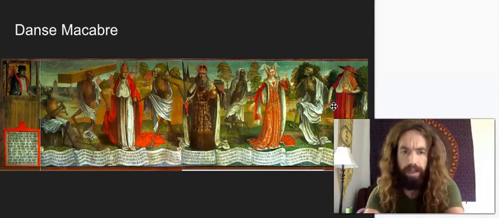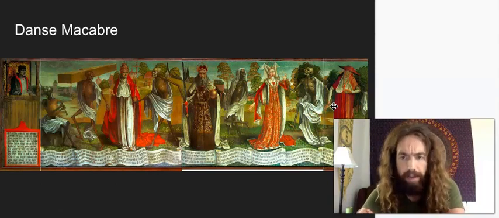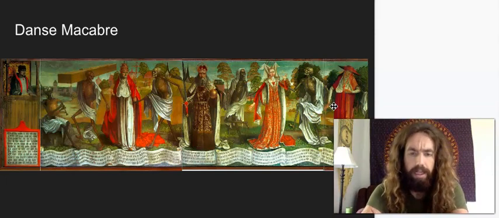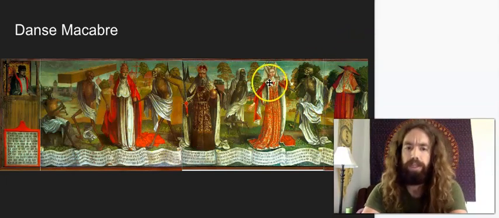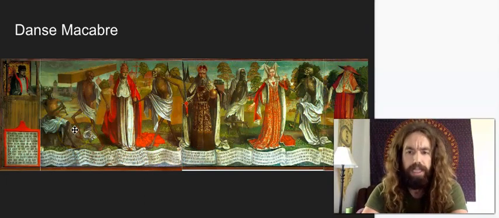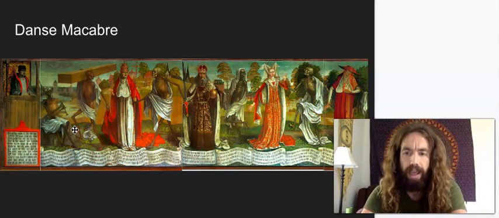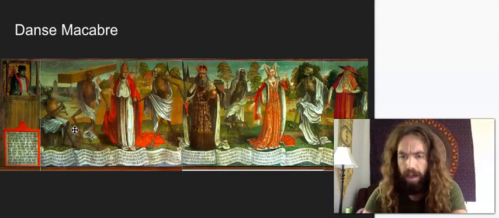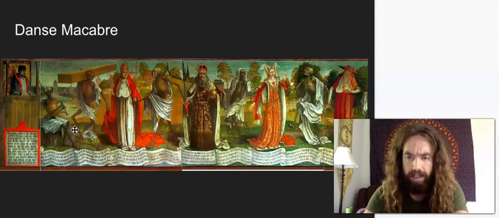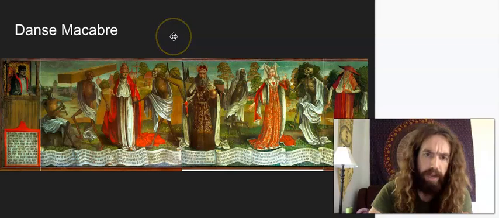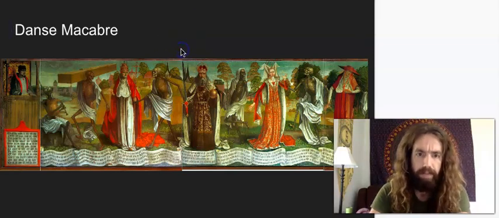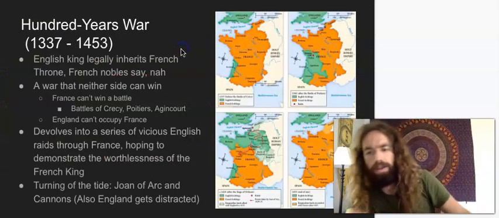This is some cool art that became popular during the time period. This theme of skeletons or zombies dancing around with rich, important folks is known as the Danse Macabre, the Dance of Death. And it became a popular theme kind of all over the place in the 14th and 15th century as the plague raged around in Europe. So that's the Black Death.